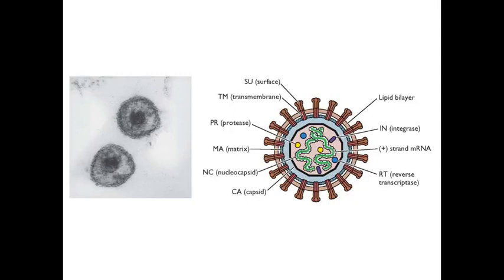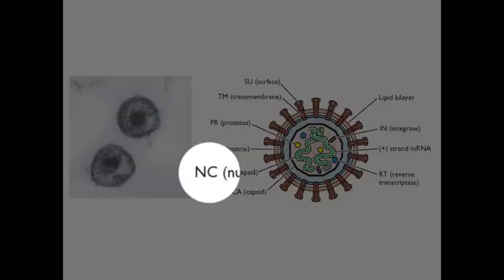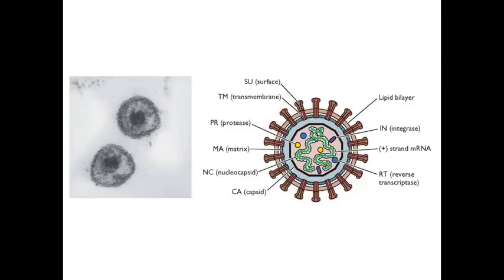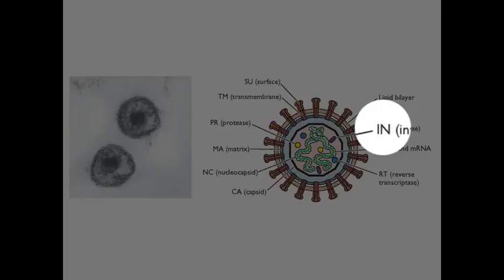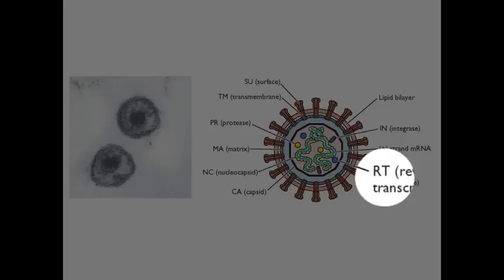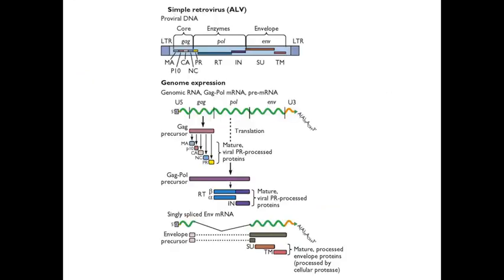This is not an icosahedral capsid. It has some kind of hexagonal symmetry, but it's not built by icosahedral symmetry. The capsid contains the RNA genome, which is shown in green here. The RNA is complexed with a protein called nucleocapsid protein, and then there are a variety of other proteins included. There's a viral protease. There's an integrase and a reverse transcriptase, all within the capsid. All right, so that's our simple retrovirus. You'll see later HIV is a bit more complex than this.